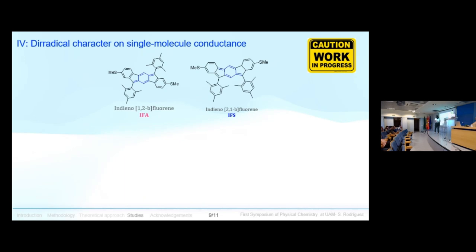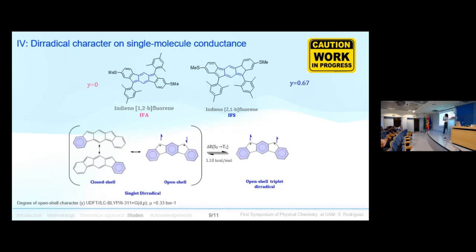And now I wanted to show you the study that I'm working on now. I think it's very interesting because both molecules share this central proaromatic group that confers the radical character to the molecules. So there isn't any study of this type of system, either theoretical or experimental. And we started to calculate the open shell character of both systems.